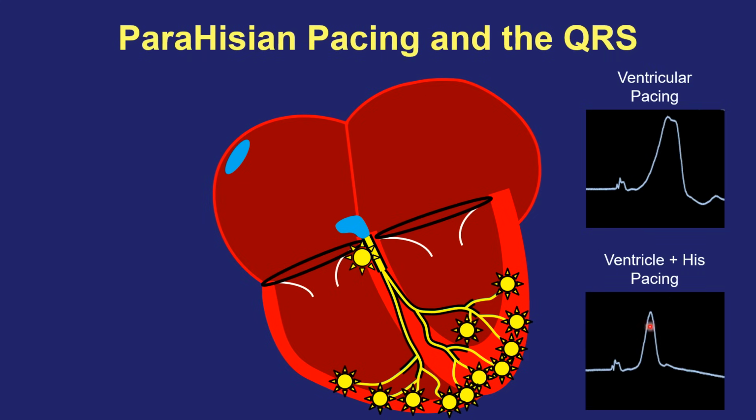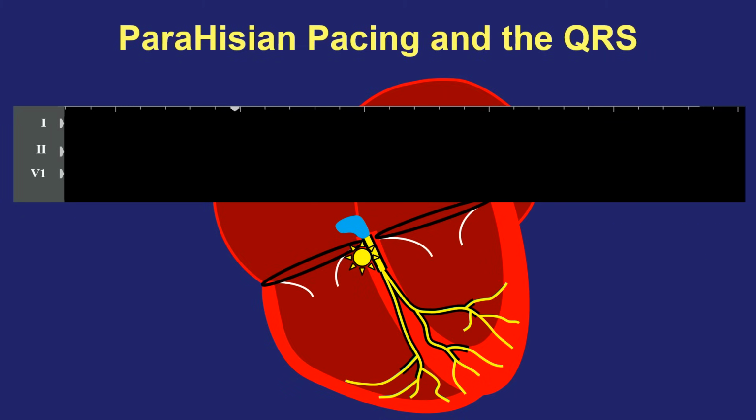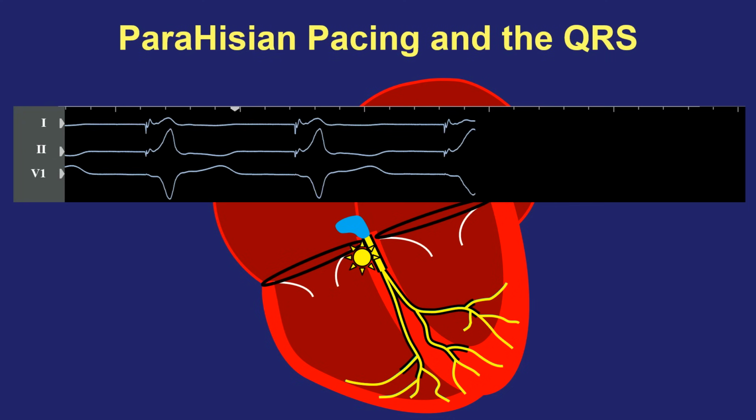But it's going to be narrower than what the capture from that same location looked like at lower output where you didn't capture the His bundle. So pacing from the same location at lower and higher output, you can distinguish by the shape of the generated QRS whether you capture only ventricular muscle or whether you capture ventricular muscle and the His bundle directly. Why does that matter? Let's just look for a moment at how you distinguish one from the other. Here is pacing at the Para-Hisian location next to the His bundle, and we are changing the pacing output.